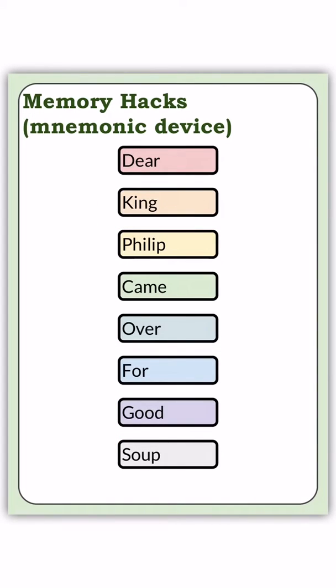Okay, so to help you remember those taxonomic levels, let me share a little memory hack, what we call a mnemonic device, to help you remember that. Dear King Philip came over for good soup. So domain, kingdom, phylum, class, order, family, genus, and species.